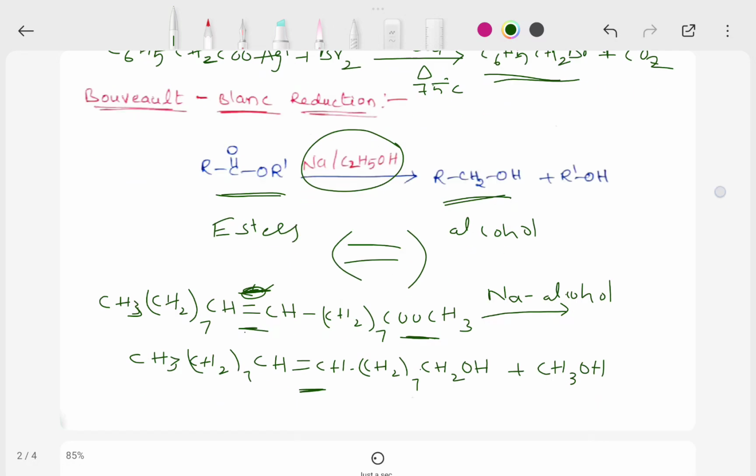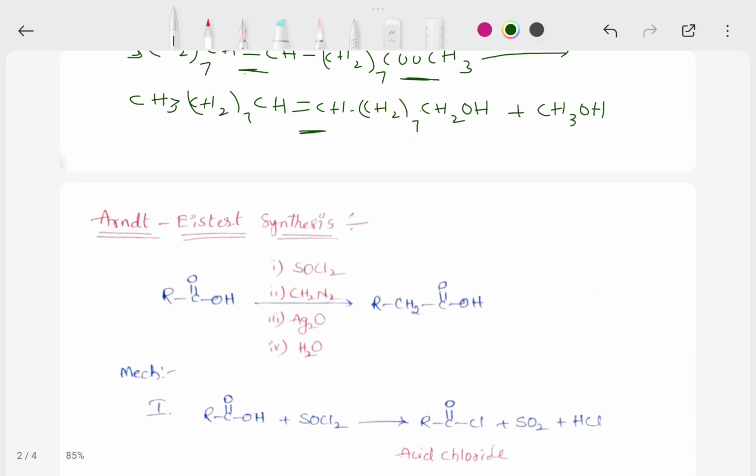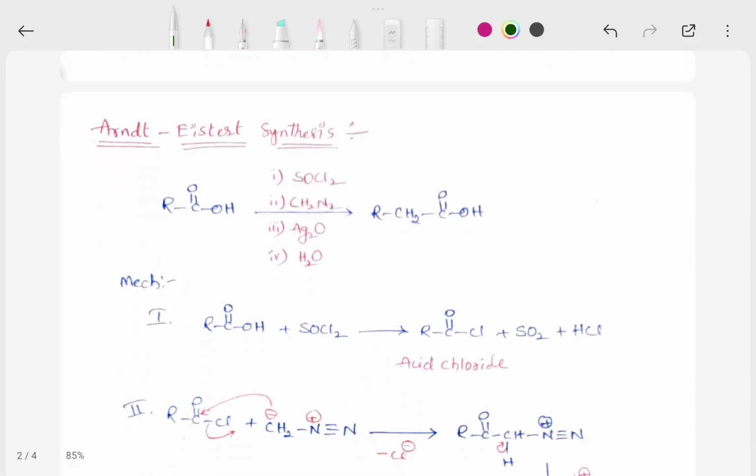The next reaction is Arndt-Eistert synthesis. This is a very interesting reaction. In this reaction, an acid is converted into an acid, but one carbon increases. That means this reaction is very useful for the preparation of a higher homologue of an acid.